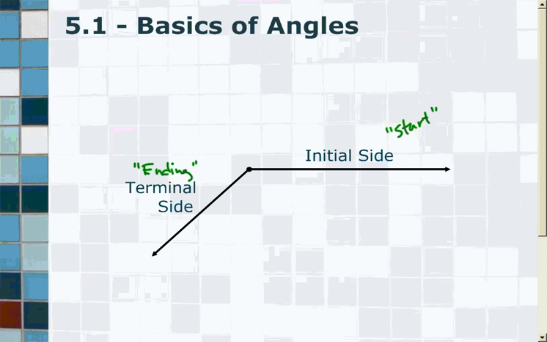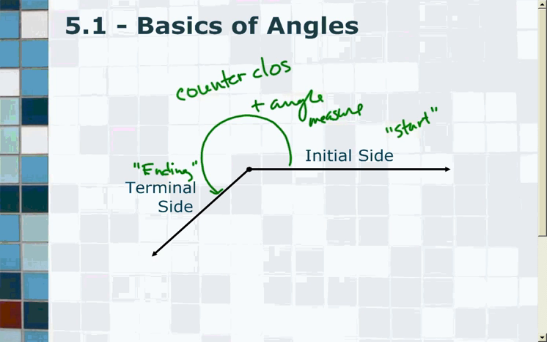You have two ways of measuring angles. Angles can either be measured positively, and it's going to go this way. This is going to be a positive angle measurement, and that's going counterclockwise, for those of you who remember what clocks are, at least non-digital clocks. And then the other direction is a negative angle. That's going to be a negative angle measure, and that's going clockwise.